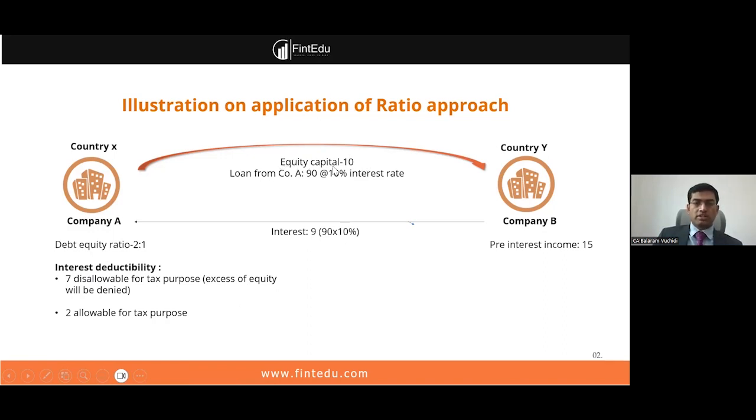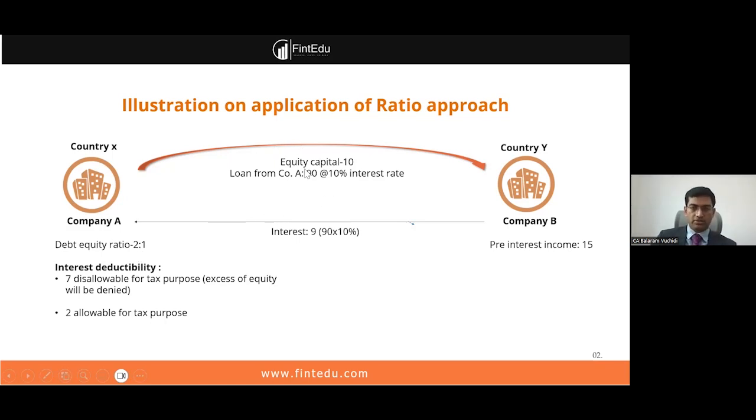So if you have 10 dirhams as equity and your debt equity ratio is 2:1, in which case you are allowed to have debt amount which is equal to 2 times of your equity, which is nothing but 20 dirhams. So you have a capital of 10 dirhams. If you have a debt equity ratio of 2:1, which means you're allowed to take only 2 times of your equity as debt. So you're allowed to take only 20 dirhams as loan, whereas you have taken a loan of 90 dirhams.